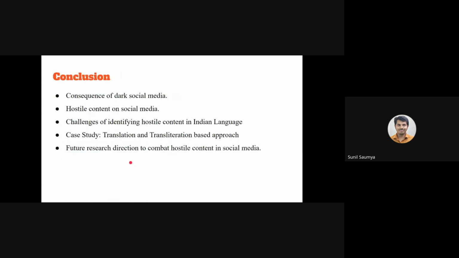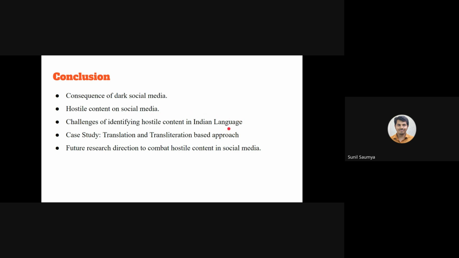So what we have discussed is, we have seen what are the consequences of dark social media, which is quite famous. People are working on that for a long time to curb or to minimize or mitigate the negative content on social media, right? But when we apply the models which are there for the monolingual cases, what we found is that they may not work very well with Indian languages, right?